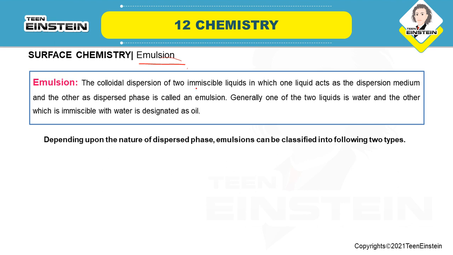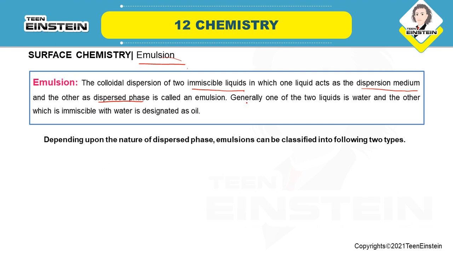Colloidal dispersion of two immiscible liquids. So here the dispersion medium and dispersed phase both are liquids, but they are immiscible. So one liquid is acting as dispersion medium, another liquid will act as dispersed phase, depending on which one is present in higher amount. And this type of colloid is known as emulsion, where the dispersion medium and phase both are in liquid state.